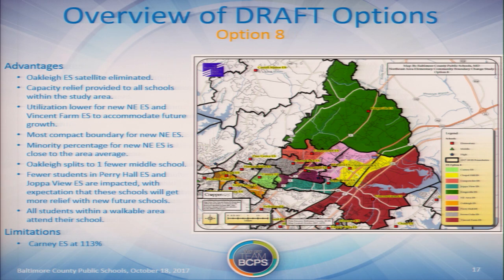Some of the limitations in this one: Kearney is high. Kearney's at 113% by picking up this corner of Perry Hall. It bumps Kearney up to a high utilization, and Perry Hall doesn't get as much relief as option 7 gives, because 7 stretched down into this area of Perry Hall.